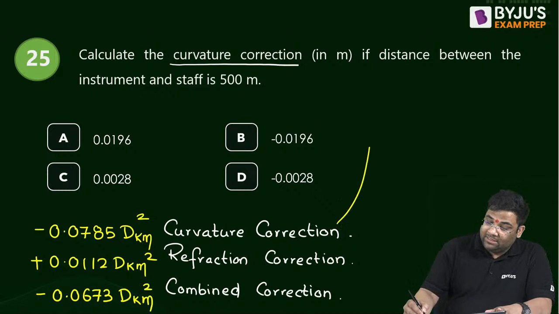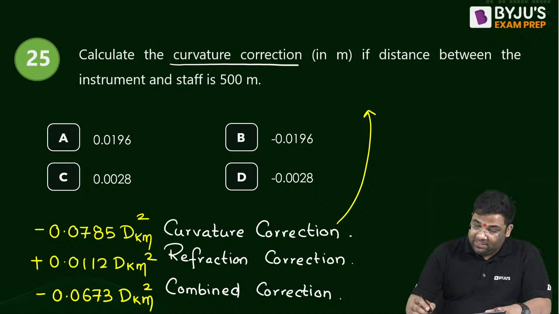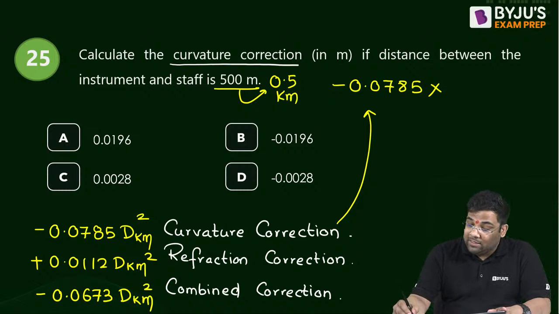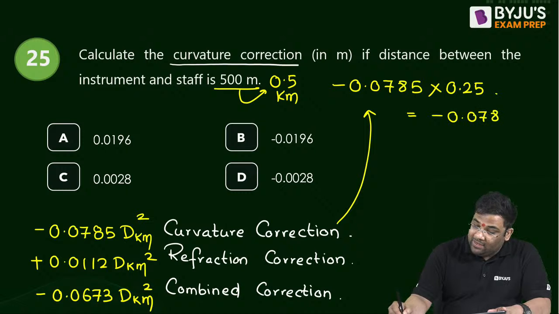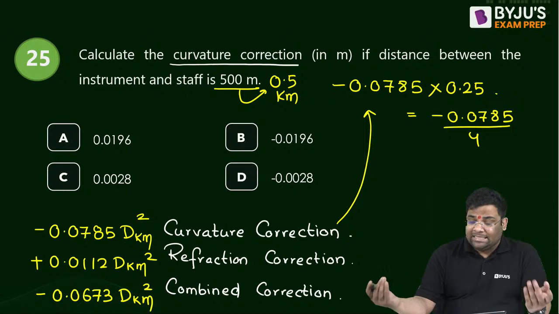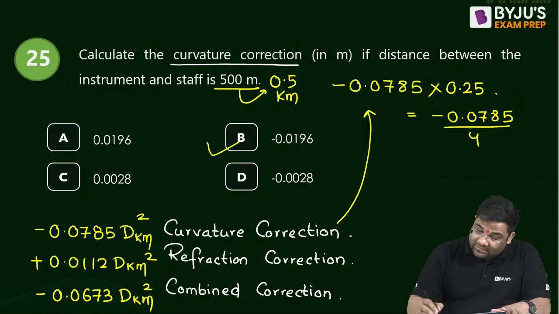Okay, so they have asked here only curvature. So this becomes minus 0.0785 into d kilometer square. It is 0.5 kilometer, so 0.5 square, so 0.25. Yes, answer is B. So this becomes minus 0.0785 divided by 4. You can do this hand calculation also. If you do this calculation, I will get almost 0.0196, but with a negative sign, so answer is this.